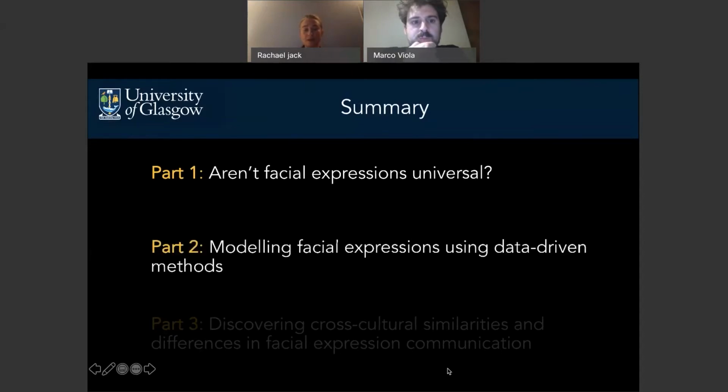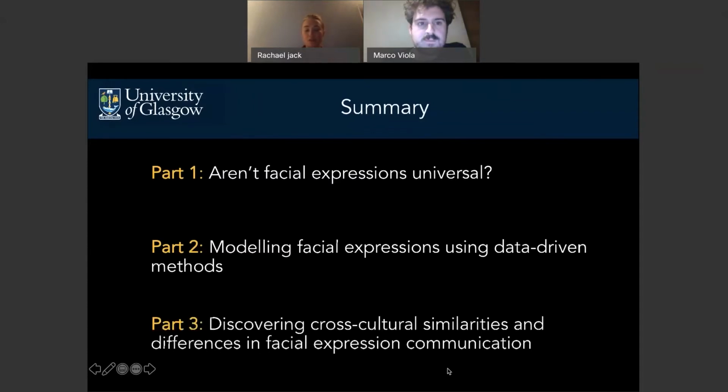The second part will focus on the data-driven method that we've been using to model facial expressions, and how that data-driven method takes understanding facial expressions beyond its traditional boundaries and enables us to understand a lot more about facial expressions than some of the methods used in earlier studies. This is really due to technological and methodological developments. We're very lucky to be living at this time to have these.